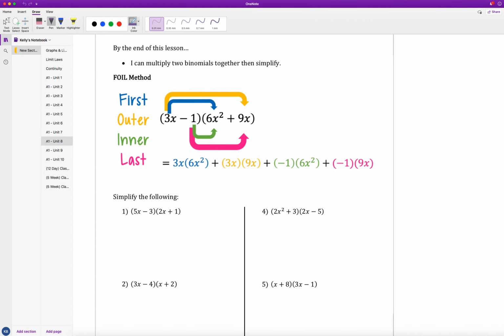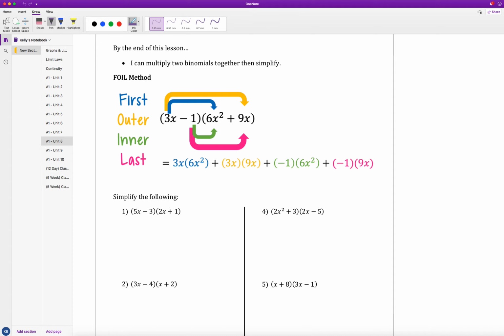We are continuing on with Unit 8. This is the second part of Learning Target 8B, and in this video we're going to learn how to multiply two binomials together and then simplify. So we're going to use the FOIL method. Maybe you've also heard the phrase the double distributive property, but what we're going to look at is when I have two binomials. So I have two polynomials, each with two terms, and how would I multiply those all together?